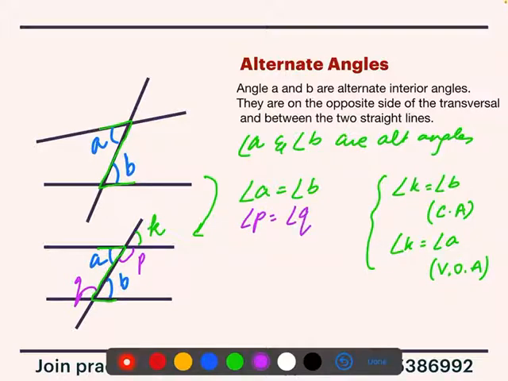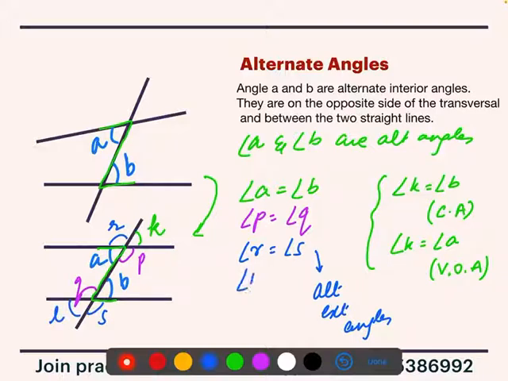Then R is equal to S. So angle R is equal to angle S. You can say this as alternate exterior angles. Then K is equal to L. These are all alternate angles. I hope everything is clear to you.